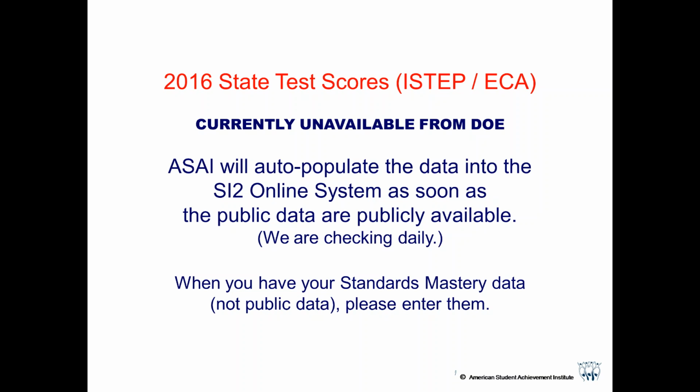So first of all, data that we also do not have publicly is the 2016 state test scores. So we cannot get our hands on the ISTEP data and ECA data because it's not been released publicly yet. We're checking every day, every other day, and as soon as we have that data, we will auto-populate it into your online system. So when you open up that report right now, you'll just get a little message that says the data is not yet publicly available. And again, as soon as it is, we can get our hands on it and we'll put it into your online system.